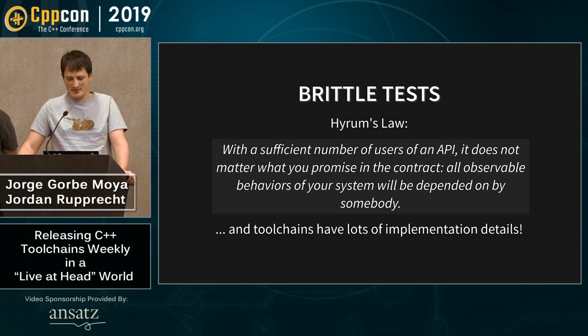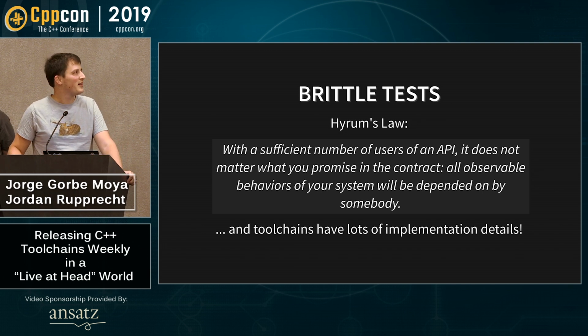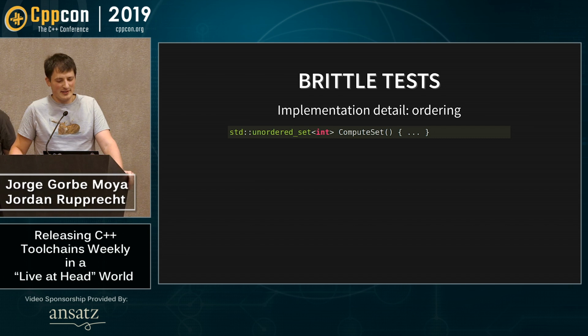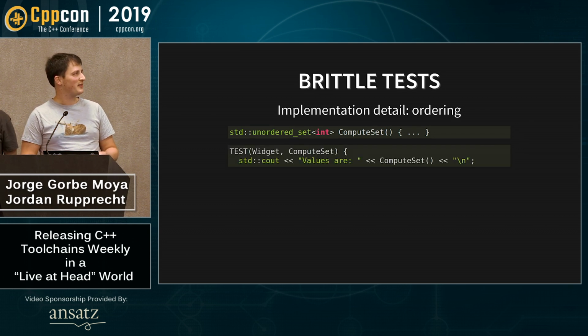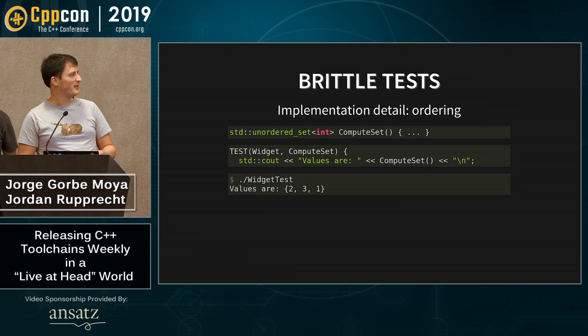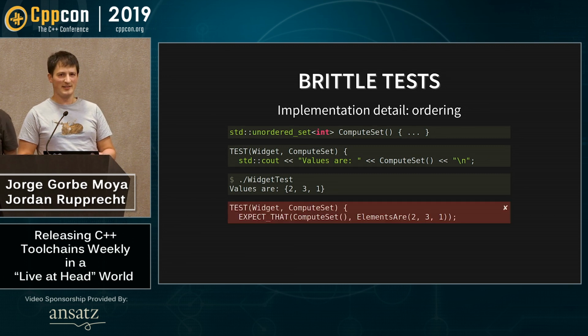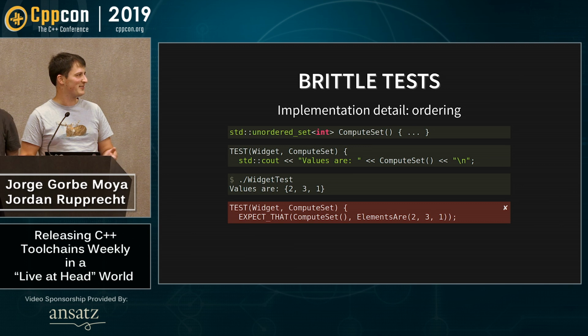And C++ and toolchains have a lot of implementation details, such as ordering. So if you write your method here that computes a set and returns it as an unordered set, well, you want to be a good programmer, but you also want to be a lazy programmer. So what you're going to do is you're just going to print out the value, get the value, and then plug that into your test. Right? Very easy to do. This passes, you can check it in, go home, everything's great.